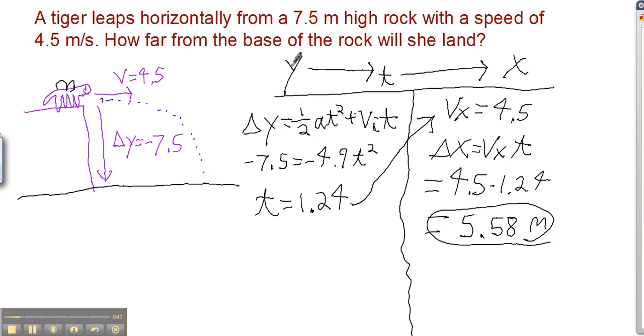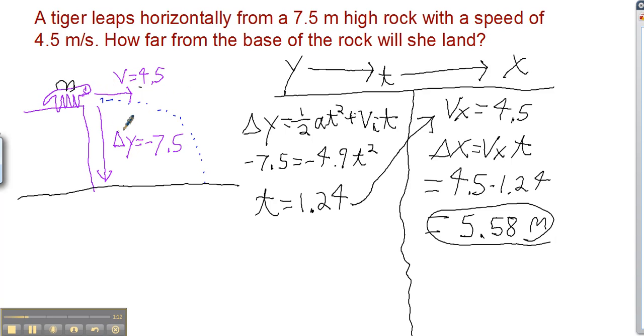The process that you're going to use for pretty much any time you have something flying through the air is you're going to break it down into two problems. You've got the motion of the object in the y direction going up and down, and you have the motion of the object in the x direction going left and right. The thing that links these two is time, because the tiger's going to spend just as much time going to the right as she does going down.